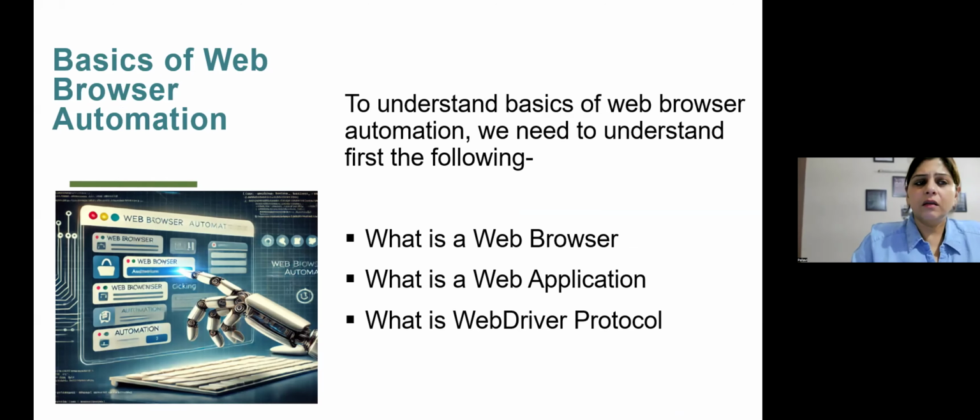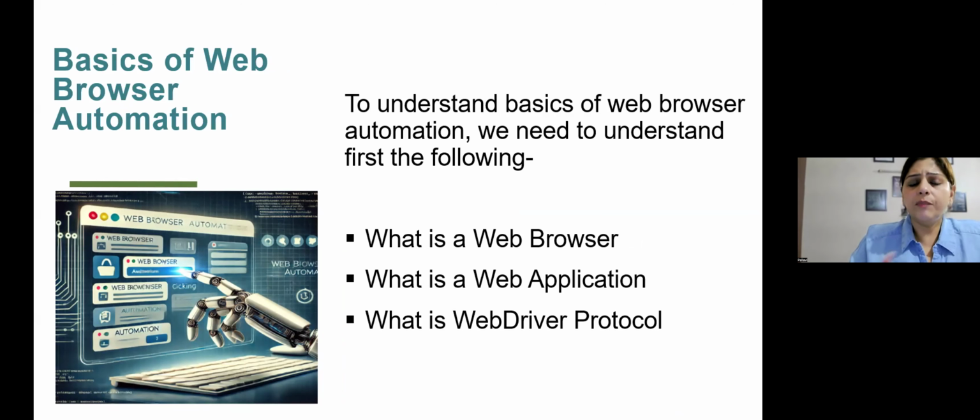So what effectively do we understand by the word automation? When we say automation, we are basically saying that any activity where a machine is replacing a human, effectively we are trying to automate that activity.